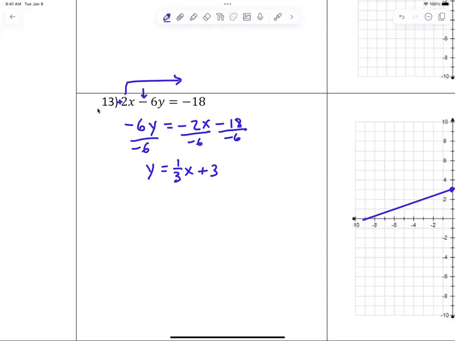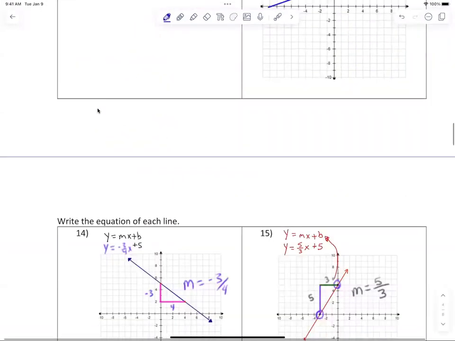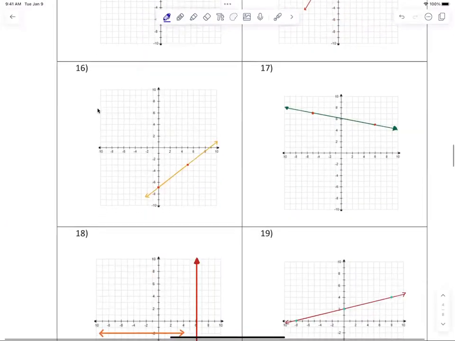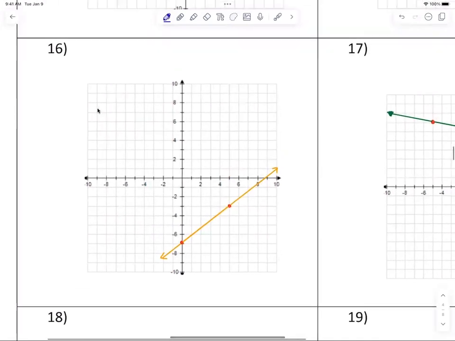All right, here we go. We're moving on, unless anybody's got some big complaint here. Let's take a look at 16. Now you're supposed to write the equation of the line. So you're supposed to tell me y equals mx plus b. Everybody write that down. y equals mx plus b.